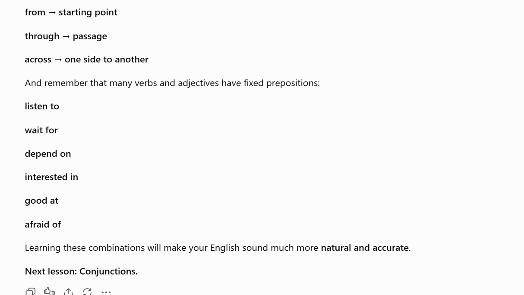And remember that many verbs and adjectives have fixed prepositions. Listen to, wait for, depend on, interested in, good at, afraid of. Learning these combinations will make your English sound much more natural and accurate.